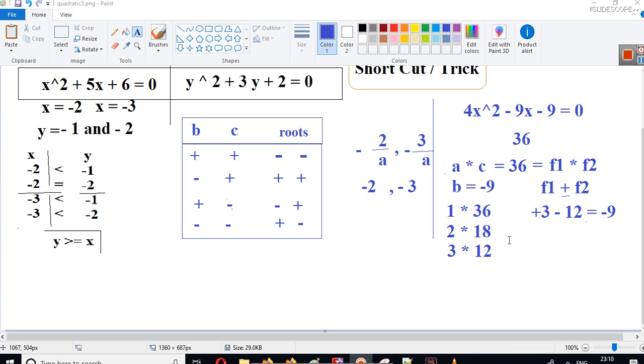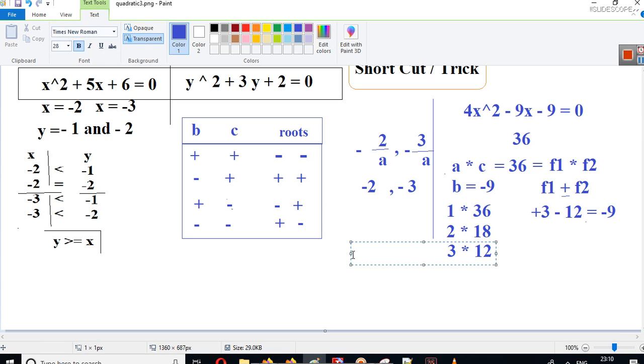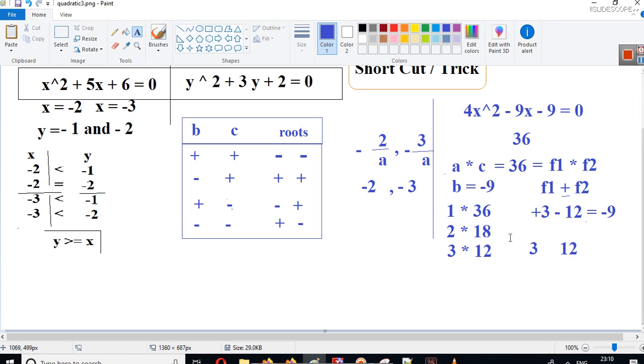So now the second trick is to write your roots here, 3 and 12. Now in this case B and C were both negative values, right? In this example which we are covering right now, we have got these two roots, but B and C were both negative. You can see minus 9 and minus 9.